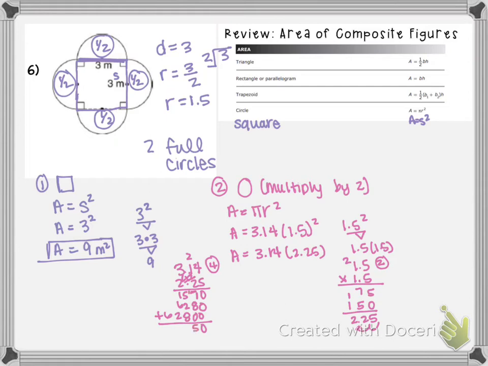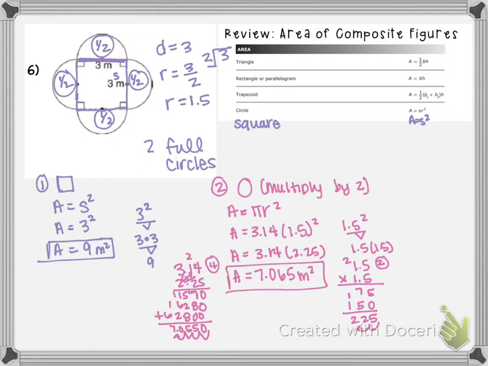5, 6, 7, 8. 8 plus 8 is 16. 6, 7, 8, 9, 10. And 7. Bring in 1. The pen's running out. 1, 2, 3, 4. Okay, so that means area equals 7.065 meters squared. Okay, that's for one triangle.